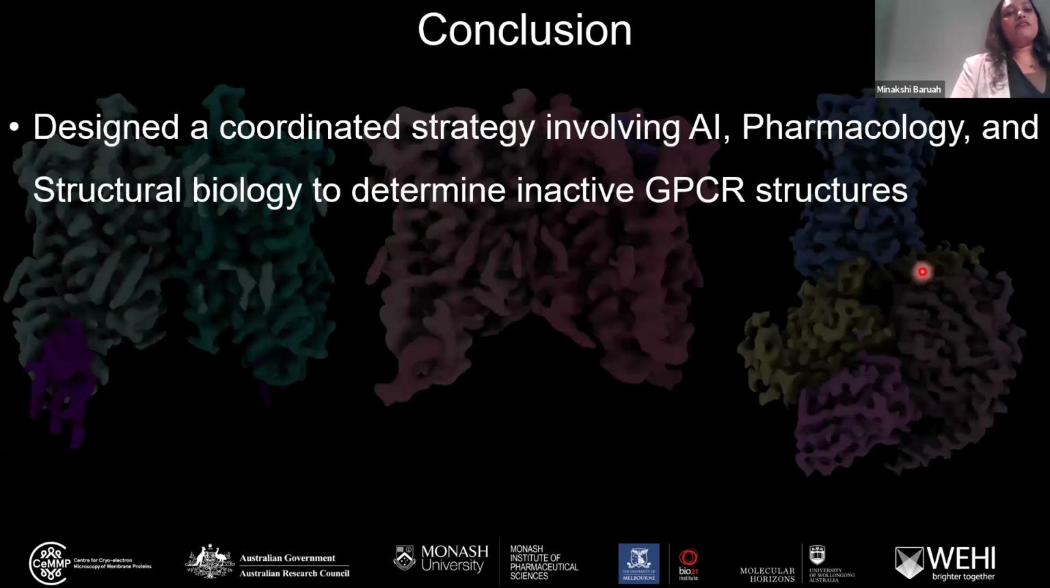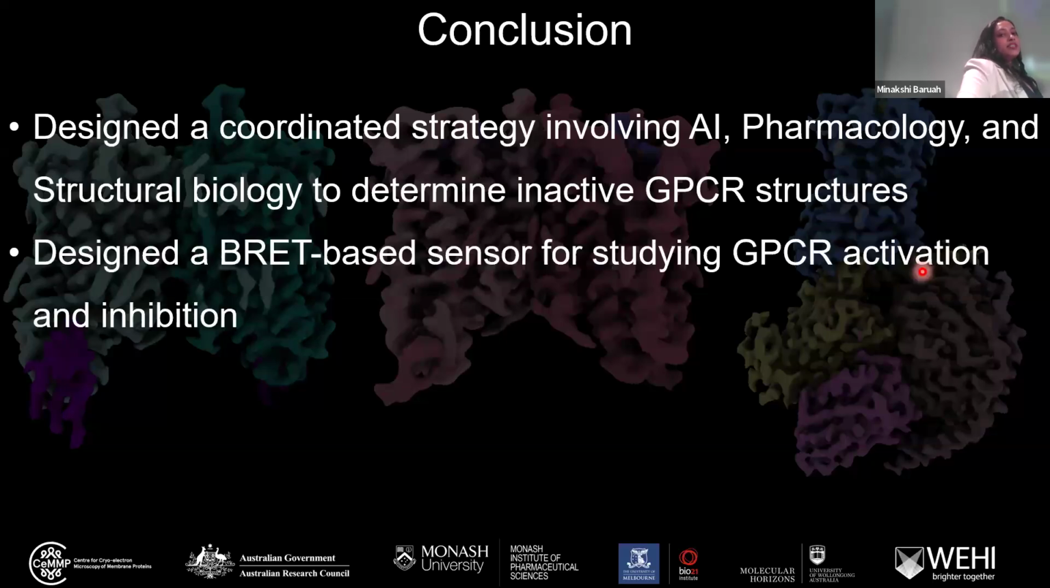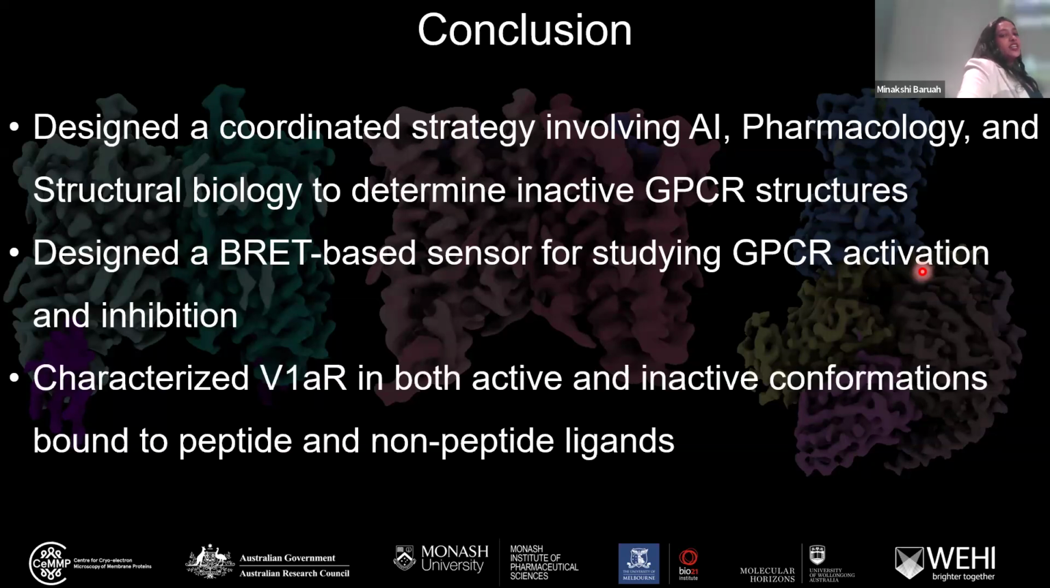As a conclusion, we have designed a coordinated strategy including AI, pharmacology, and structural biology to determine inactive structures of GPCRs. And we designed a BRET-based sensor for studying GPCR activation and inhibition and characterized V1AR in both active and inactive conformations bound to peptide and non-peptide ligands.